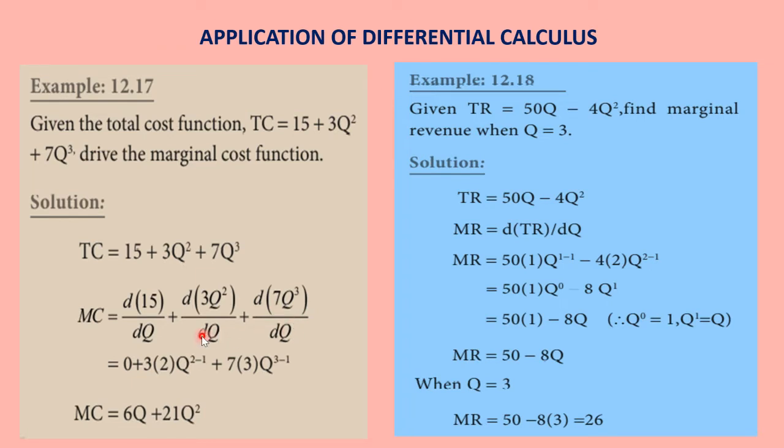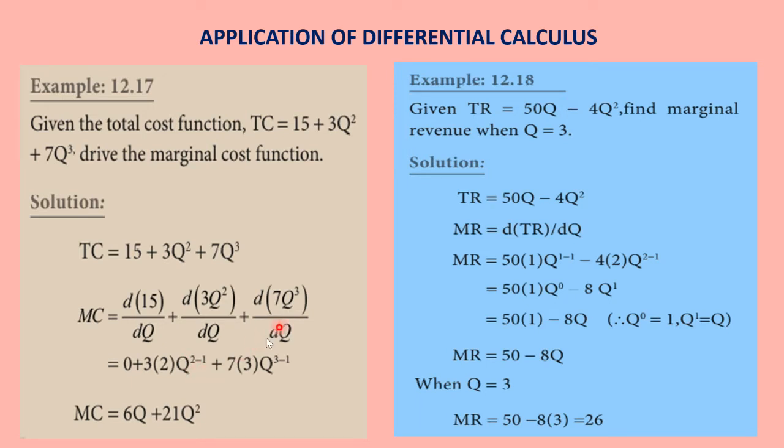I've already taught you that the differentiation of a constant is 0. So this term becomes 0. How do I differentiate 3q square? The power is 2 here. Bring the power to the front. So it becomes 2 into 3, which is 6. So the first step is bringing the power to the front. The next one is subtracting 1 from the given power. So I am subtracting 1 from the given power 2.